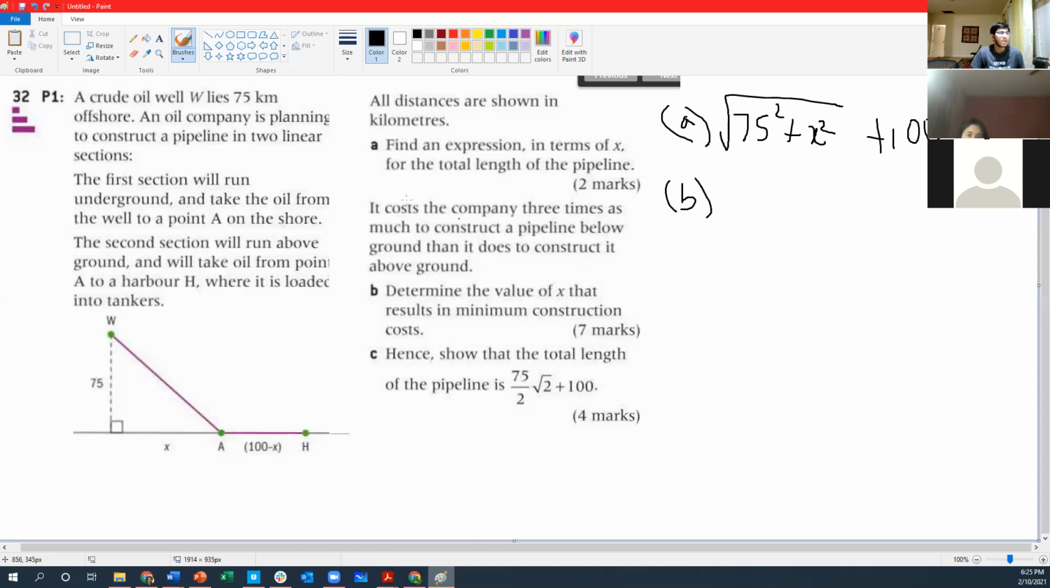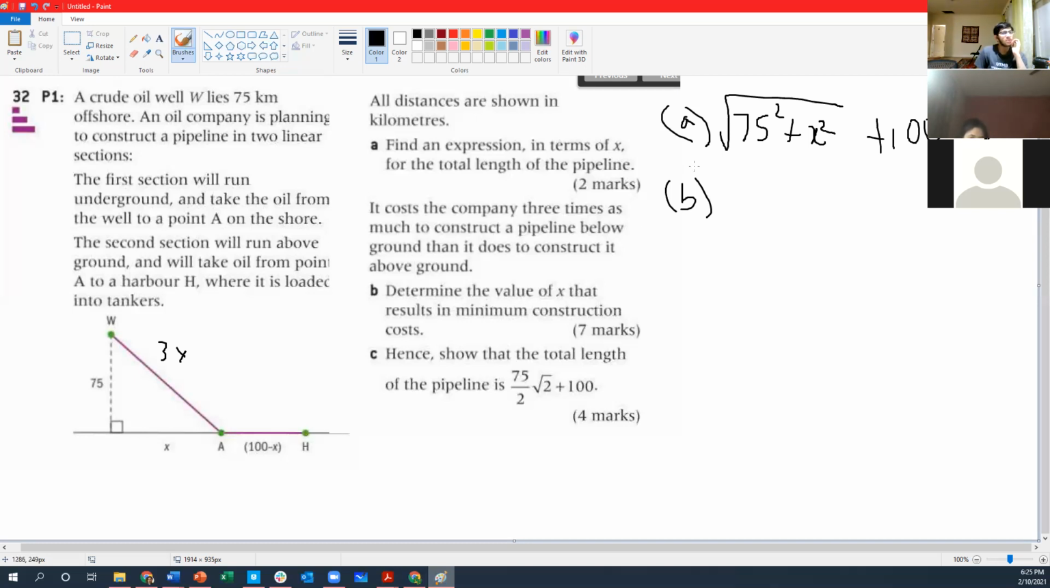So part B. It costs the company 3 times as much to construct a pipeline below ground. So this portion is below the ground, so this is 3 times as much, and then this is just normal cost. Determine the value of x that results in minimum construction cost. So Maham, you were actually asking about optimization. So this is an optimization problem, so let's go ahead and do it. Value of x that results in minimum construction costs.